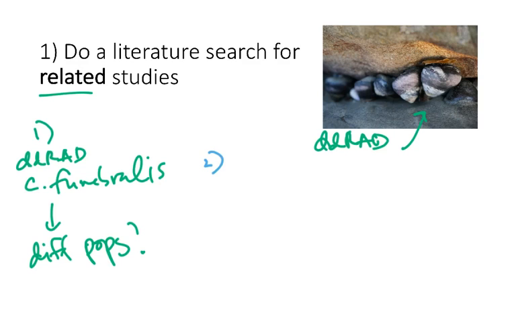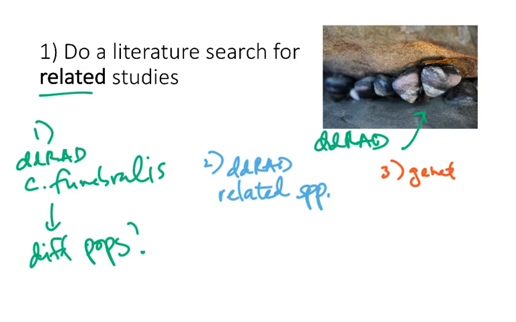Another category for a related study might be using the same kind of DD-RAD techniques, but instead of in C. funebralis, it's in a related species. So maybe it's in another intertidal snail or another marine mollusk or something like that. That would also be considered a related study. And a third category might be where it's not using the exact same technique, but you're still using some kind of genetic molecular marker.